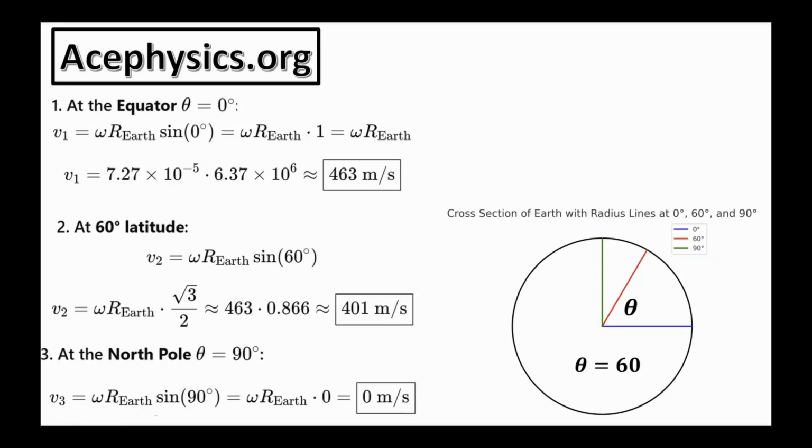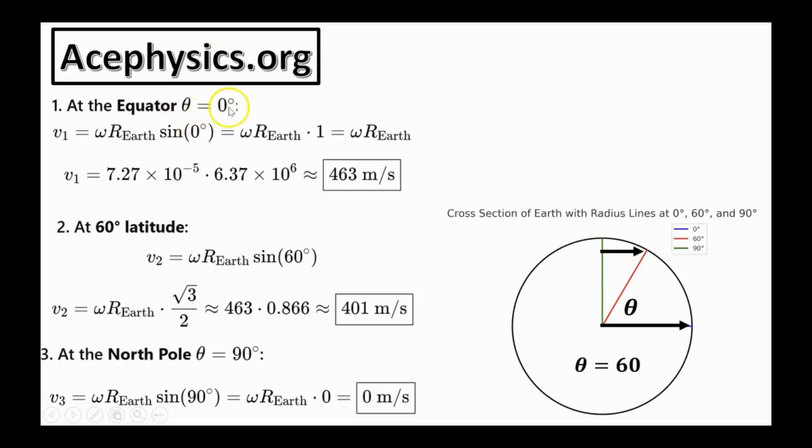All three of these points have the same angular velocity, but they have different linear velocities. Linear velocity is equal to angular velocity times radius, and these 3 points have a different radius. This is the radius of the Earth. This is smaller than the radius of the Earth, and at the top, the radius is 0.